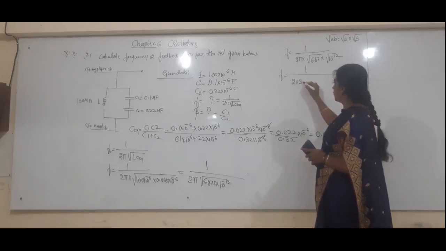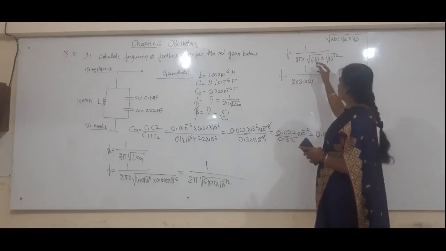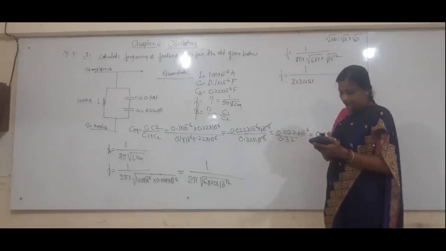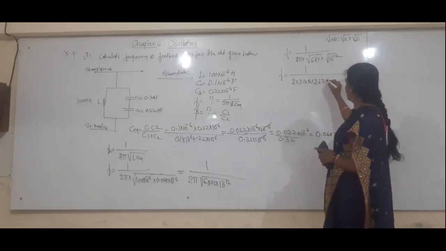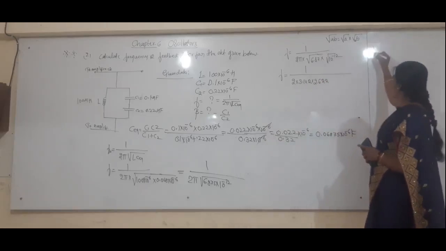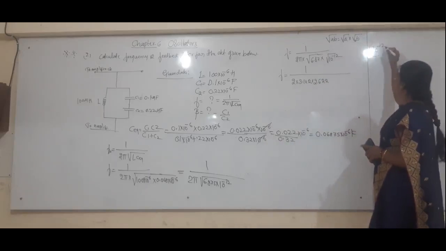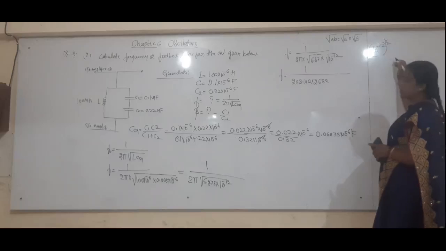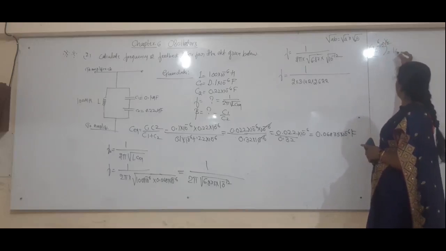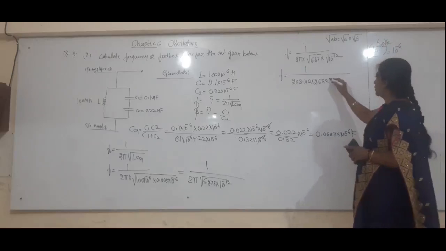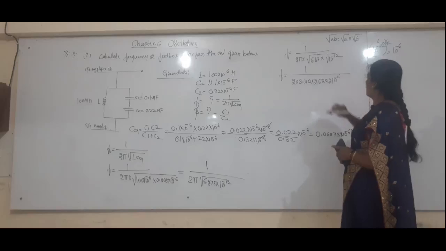2 into 3.142 into root of 6.875. Its root value is 2.622, as well as the root of 10 raised to minus 12. Root of 10 raised to minus 12 means 10 raised to minus 12 raised to 1 by 2. So we get here 10 raised to minus 6.